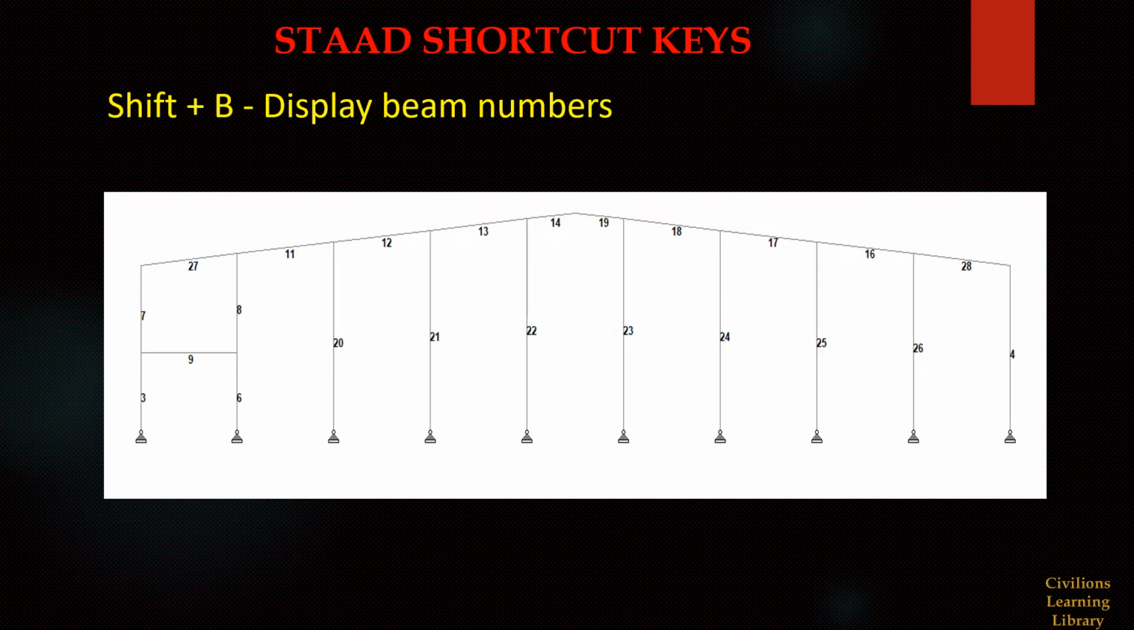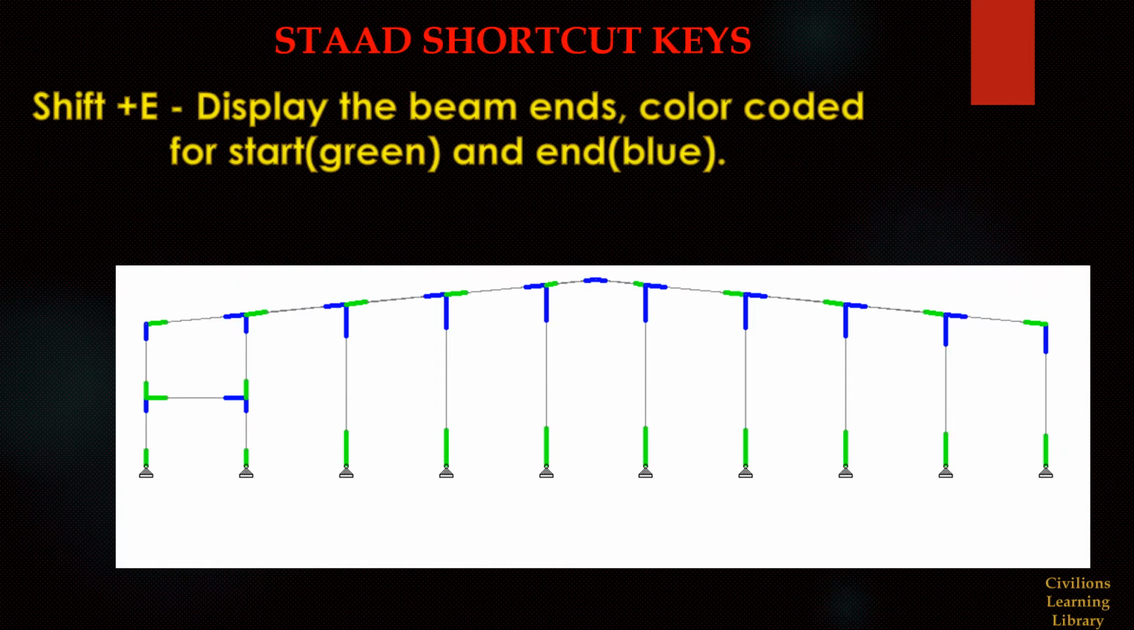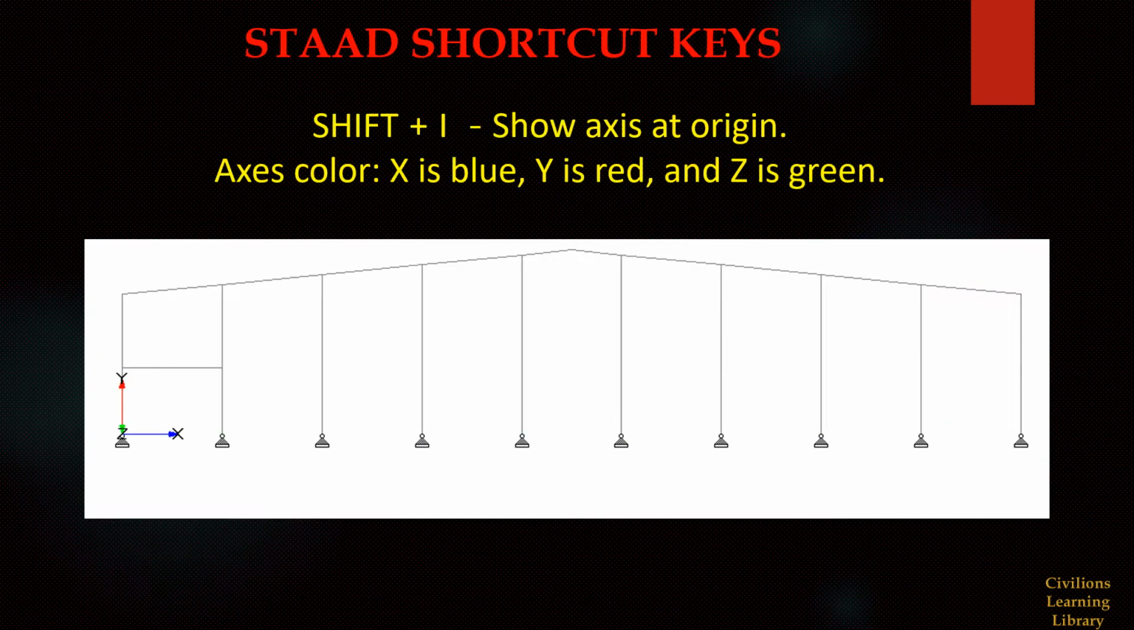Shift plus B shortcut key is used to display the beam numbers in STAT. Here you can see the beam numbers displayed in this image. Then Shift plus E shortcut key is used to display the start and end beam colors. You can see here this green color as the start of the beam and blue color as the end of the beam.